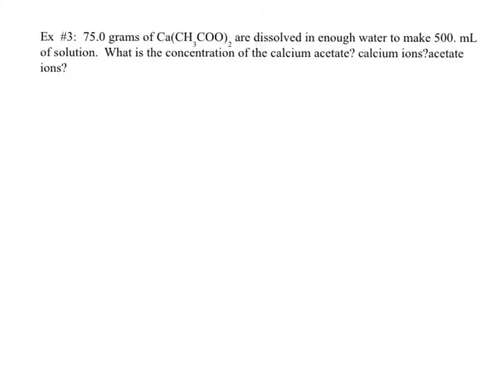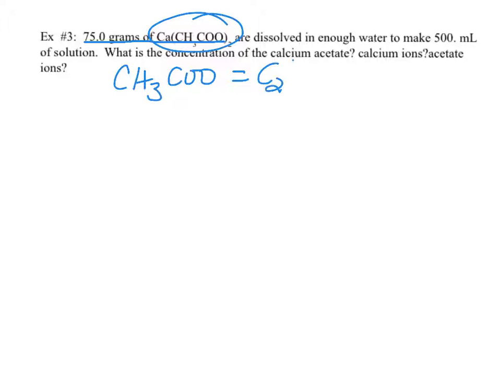Example number 3 is similar because you're given a mass, and this time we're giving you the formula. The reason I wanted to show you this is sometimes you will see it written this way: CH3COO is C2H3O2. You may not recognize acetate in this form, but that's its structural form. So they're equivalent. And again, we need to know the volume of solution.